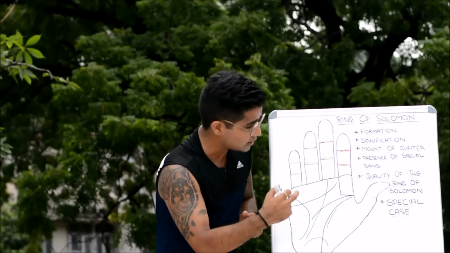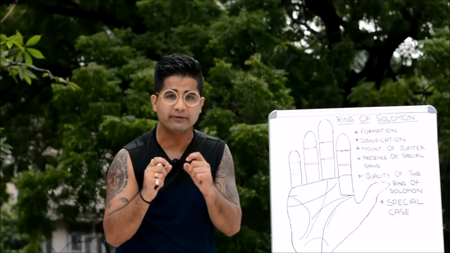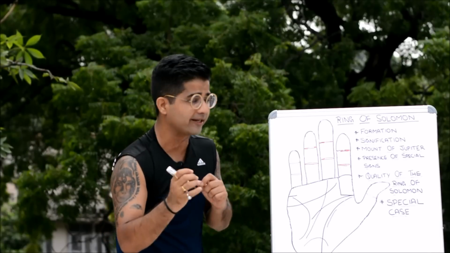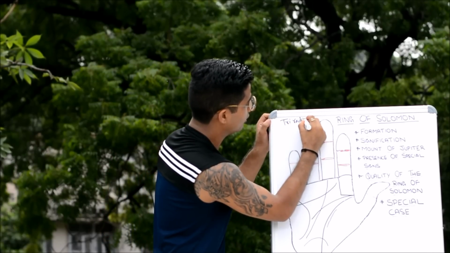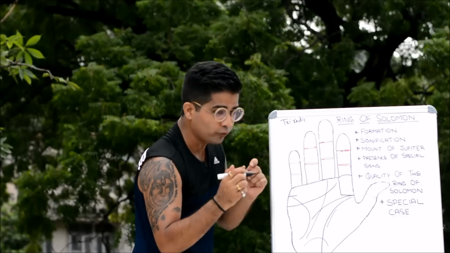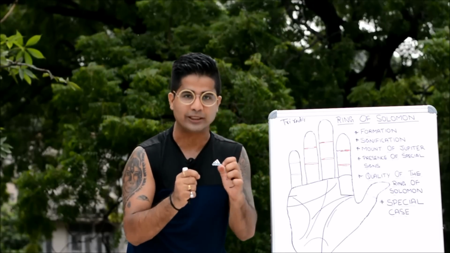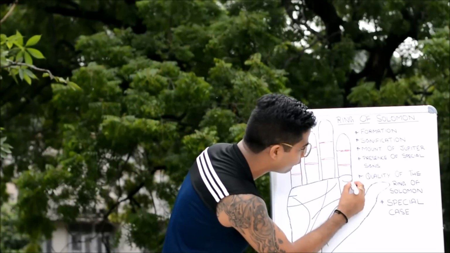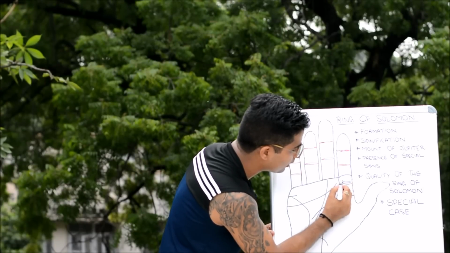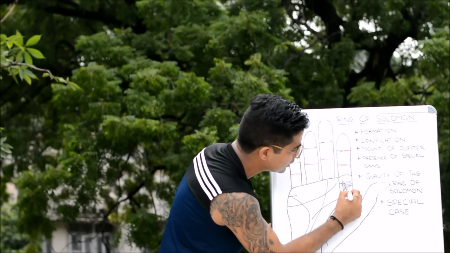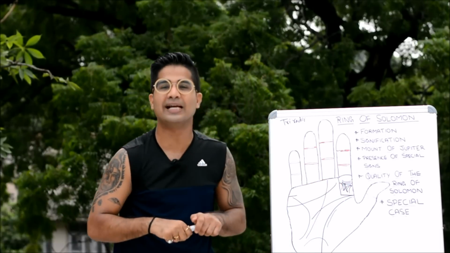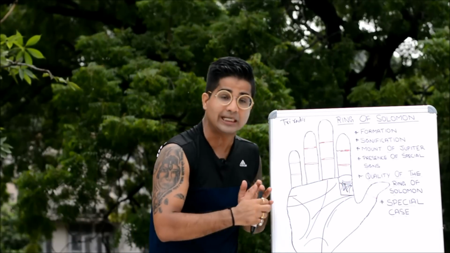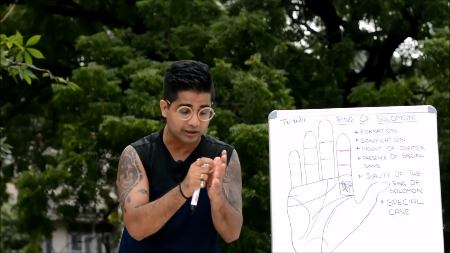Along with that, when it comes to the judgment of the mount of Jupiter, you also have to give equal importance to the axial triradius. So what is this? If you look at the skin carefully, you'll find this kind of pattern getting formed on the skin, this kind of triangle formation. This triangle is known as the axial triradius. This is very easy to spot on a rough texture of the skin.